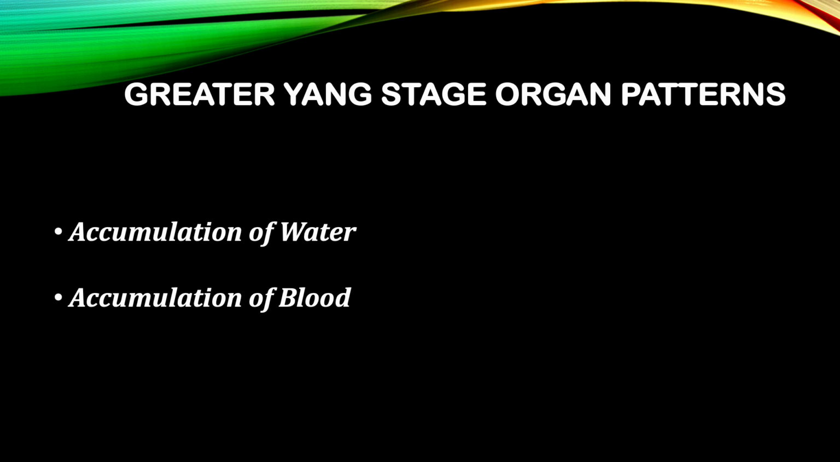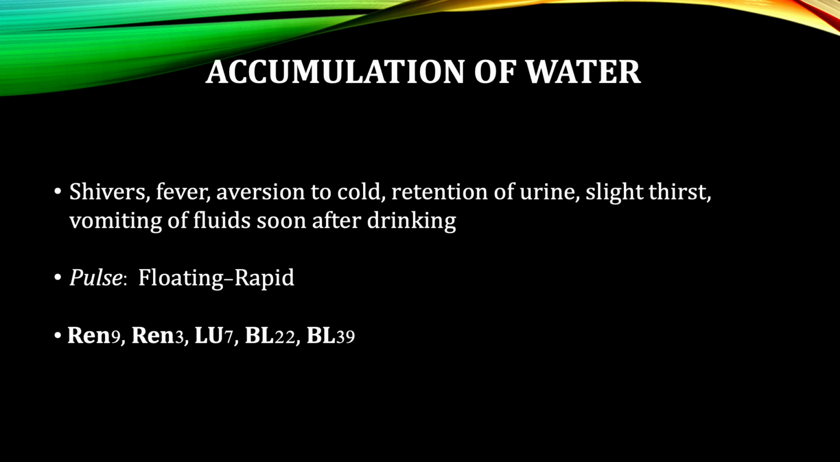Greater yang stage organ patterns. We have accumulation of water and accumulation of blood. Accumulation of water is characterized by shivers, fever, aversion to cold, retention of urine, slight thirst, vomiting of fluids soon after drinking. Pulse, floating, rapid. Points: Ren 9, Ren 3, Lung 7, Bladder 22, Bladder 39.